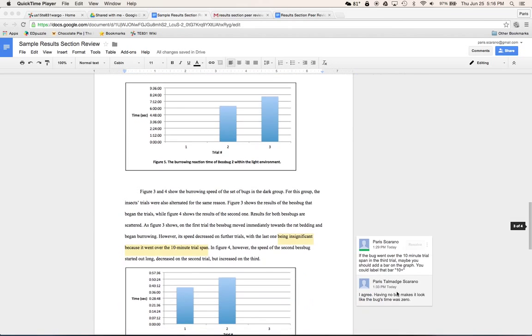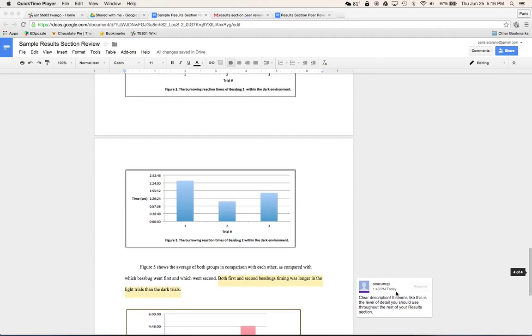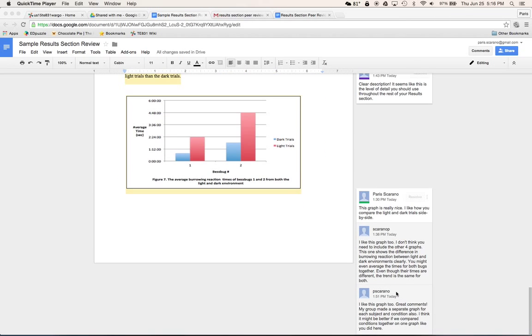All right, I included a couple of other comments, but I'm going to skip all the way to the bottom now and talk about the last set of comments. What we're looking at here is this final graph. This final graph very clearly compares the light trials to the dark trials. The light trials are red, the dark trials are blue.